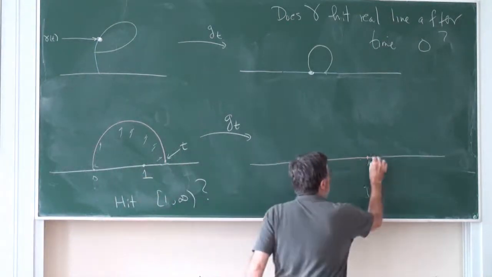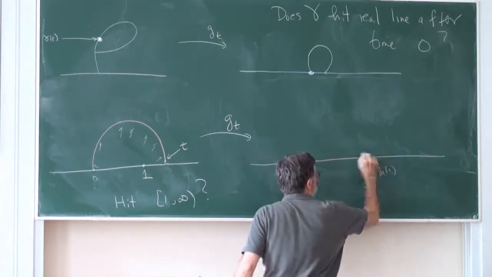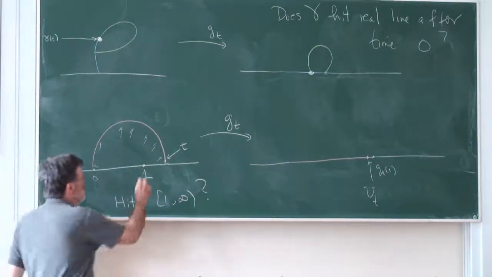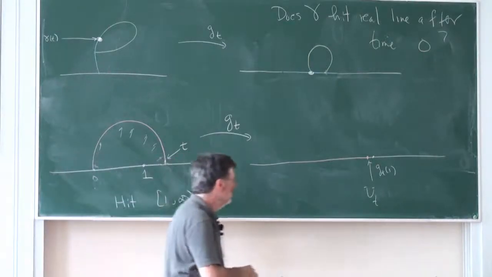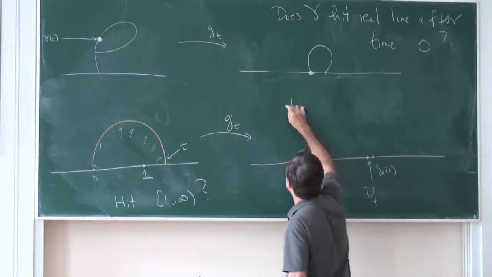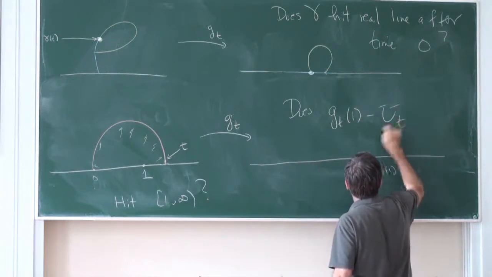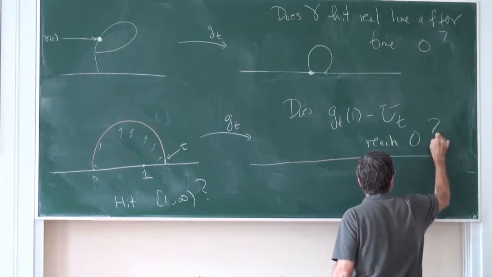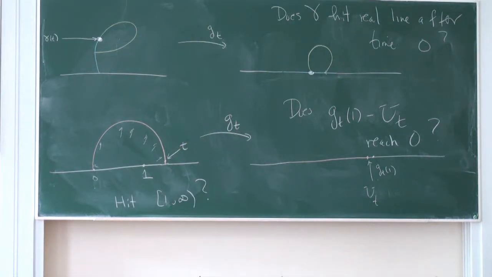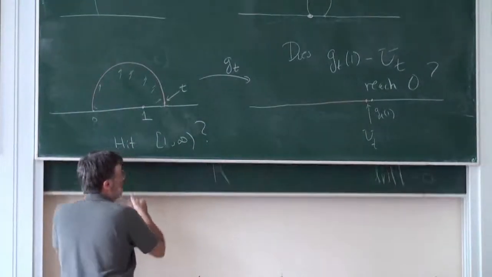And g_t of 1 is just barely there. And what happens is, as this curve hits here, these 2 points get together. So another way of asking this, does g_t of 1 minus u_t reach 0? So what I've done is I've just taken this geometric question and tried to change it to something about the process.